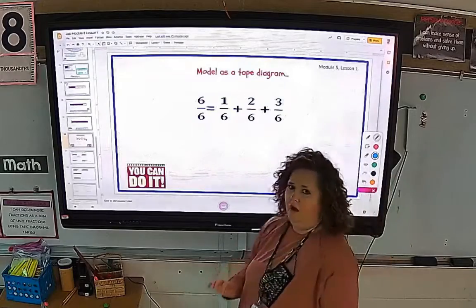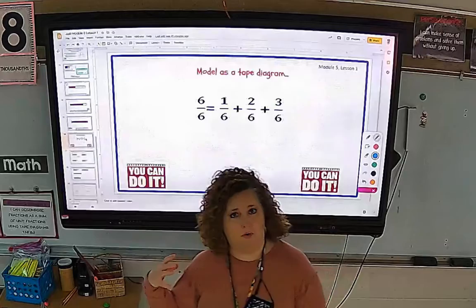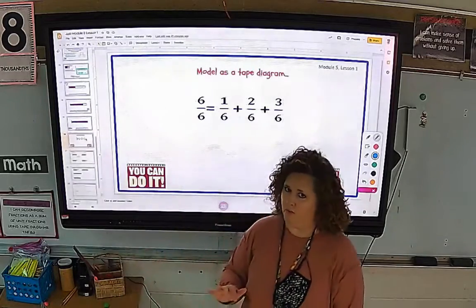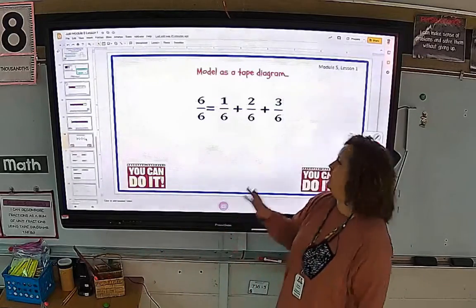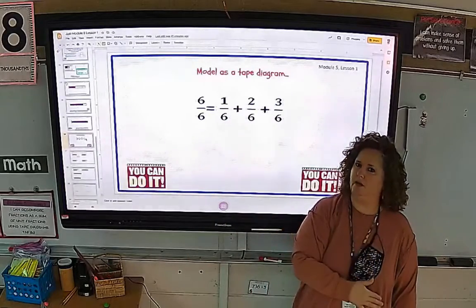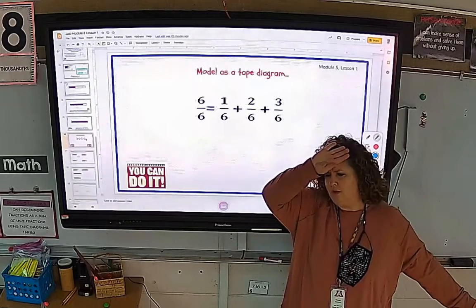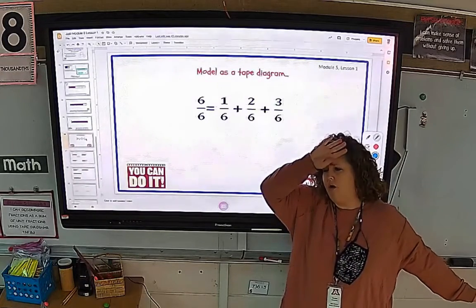Because our problem set is going to give you some tape diagrams and have you do what we've just done, but they're also going to do it backwards. What I mean is they're going to give you this and ask you to draw the tape diagram to match. Oh no, whatever will we do? We have to draw a tape diagram and it's too hard.